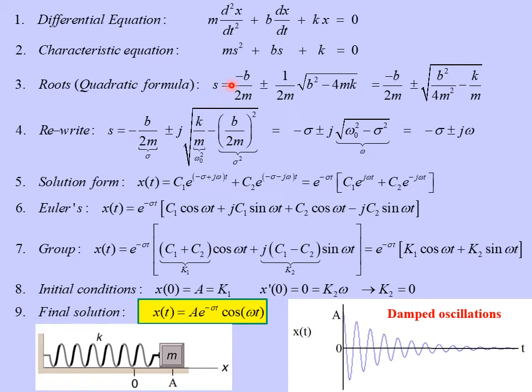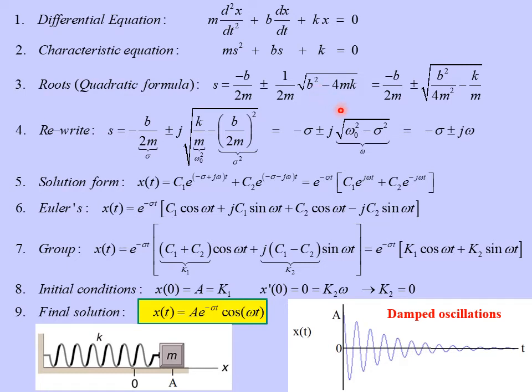So s is equal to, remember, you take the opposite of b over 2a, where a is equal to m, plus or minus 1 over 2a, again a is the coefficient here, m, and then inside the square root we have b squared minus 4ac, so we have b squared minus 4mk, because m is here and k is there. So this is just the standard quadratic formula which you've used since high school.